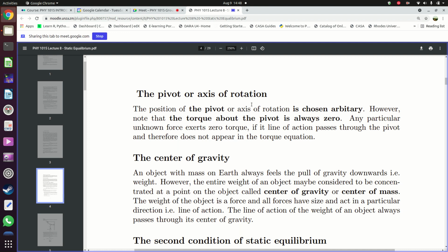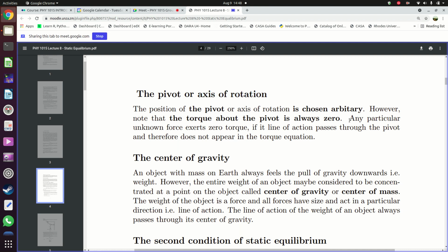So, a choice of pivot. Sometimes a pivot you can just choose. A pivot can be any point. However, the axis of rotation depends on how the particular object is shaped and whatever it is the particular object is doing. Okay.